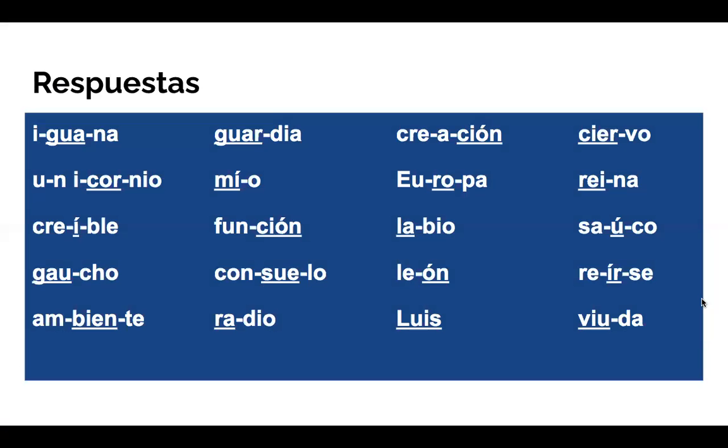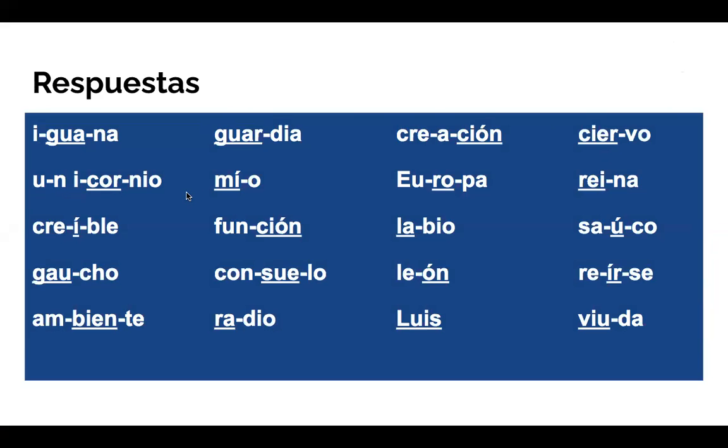Okay, so here are your answers. We've already gone through the first row. Let's take a look at unicornio. There should not be a space between the N and the I. My apologies for that. This is a 4-syllable word. Unicornio.